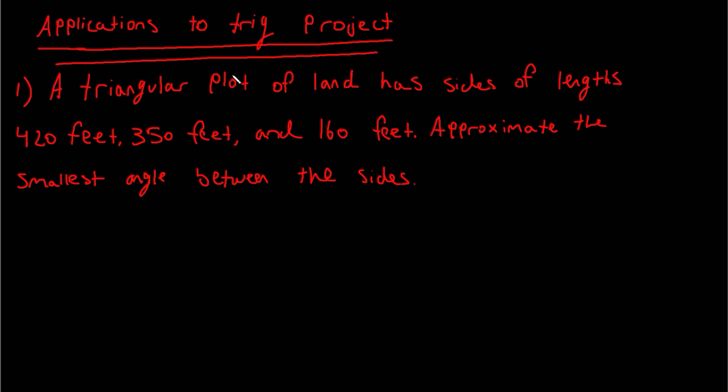Today we'll be looking at the first question we have. It states a triangular plot of land has sides of lengths 420, 350, and 160 feet. We are asked to approximate the smallest angle between the sides.